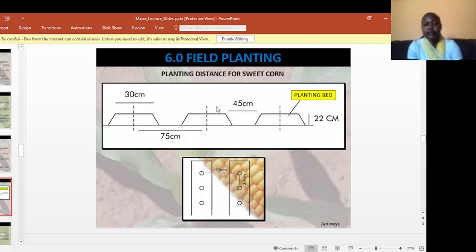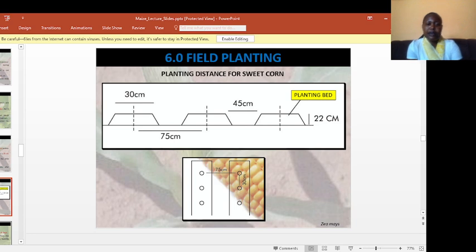You can see the distance here. We have 30 centimeters. So 25 centimeters from here. We have 45 centimeters from here. And then we have the planting bed, that's 5 by 30.